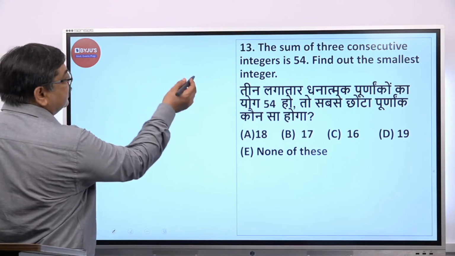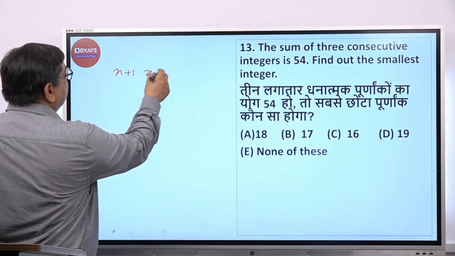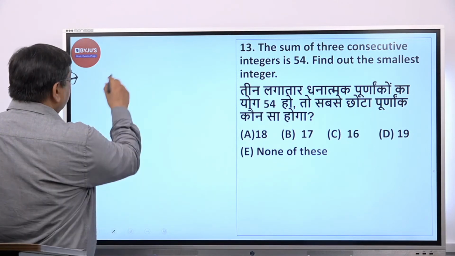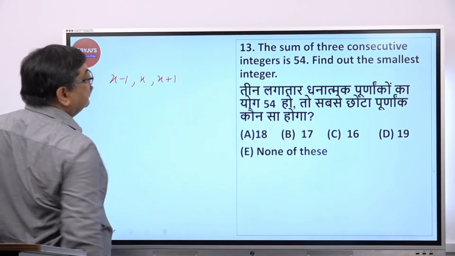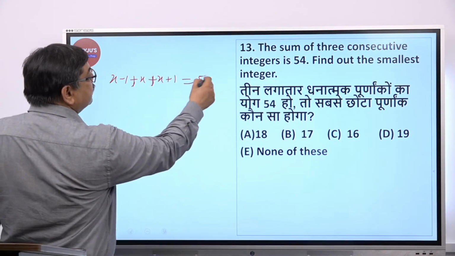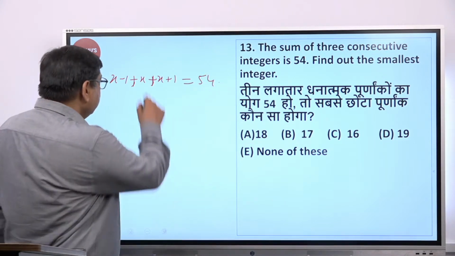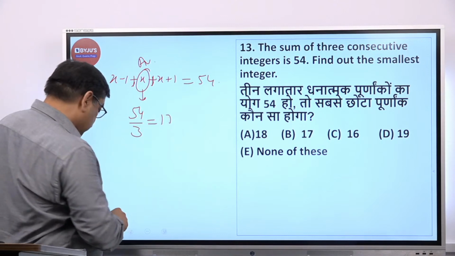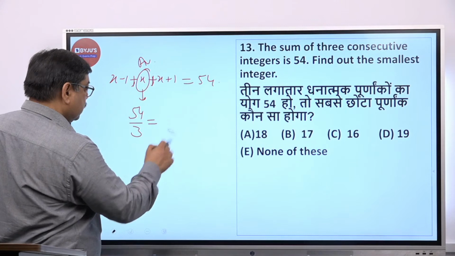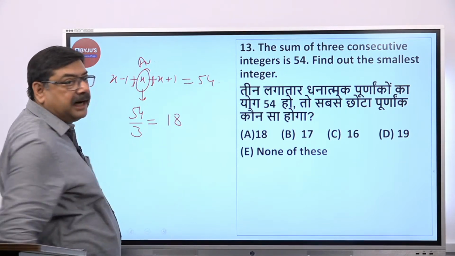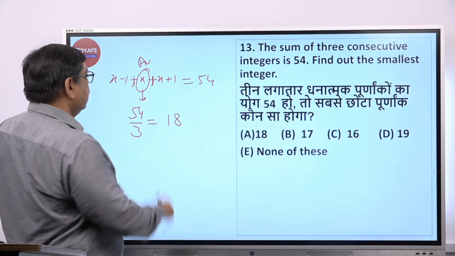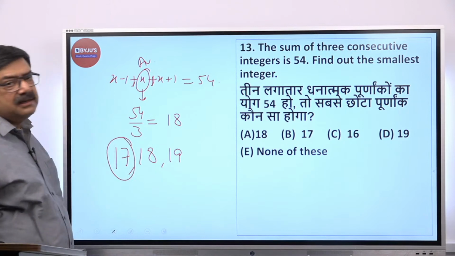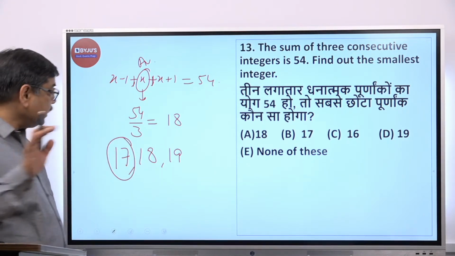Anyhow, the sum of 3 consecutive integers is 54. So x plus 1, x minus 1 and x. If I write them in the correct order, there would be x minus 1, x and x plus 1. Their sum is already given to you as 54. So you find out the smallest number. I told you, the middle number is the average. So this number is 54 by 3, which becomes 18. So this is 18, 1 ahead 19, 1 less 17. These are the numbers. So the smallest number here is 17. That's it. So your process here is important.